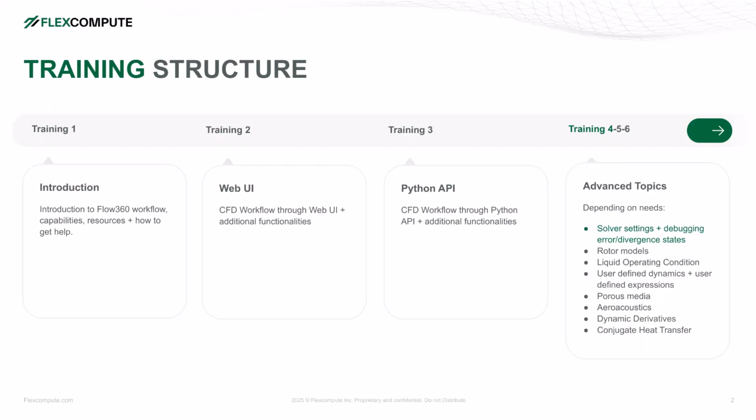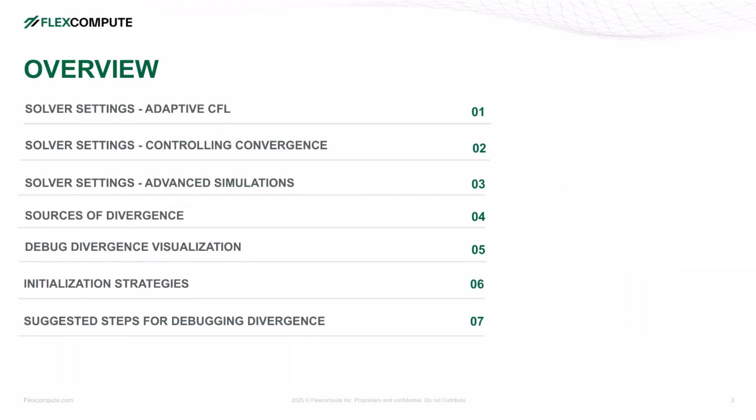Looking at our expanded visualization of the training structure, you can see we have now moved into the advanced topics session, and this session will provide an overview of solver settings and debugging divergence. For today's introduction training, we will start by discussing solver settings, including adaptive CFL, controlling convergence, and advanced simulations. Then we will discuss sources of divergence, how to visualize divergence location, different initialization strategies, and then conclude with suggested steps for debugging divergence.